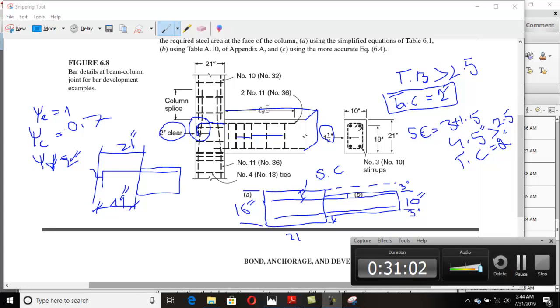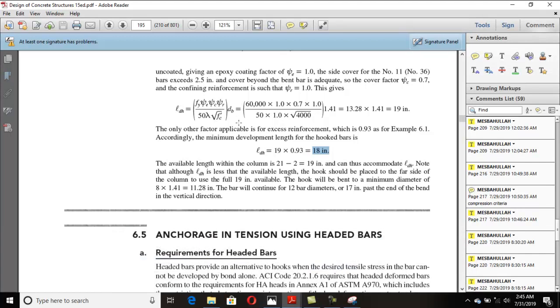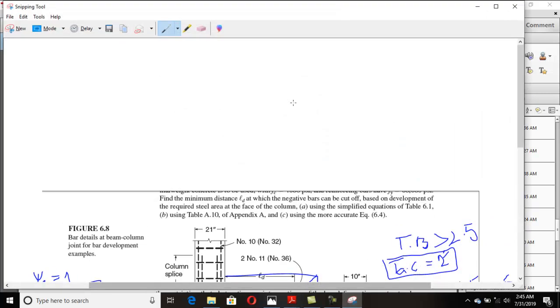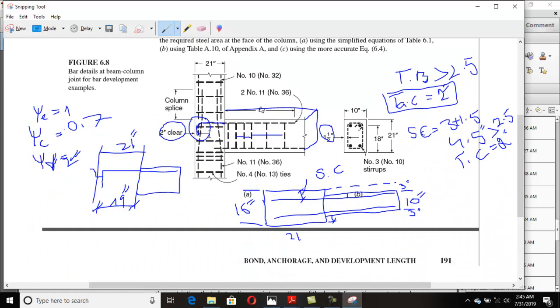Now this is after this 18 inches. You have available space of 19 inch, so you can easily provide your hook. Because if it is not placed here, then you will reduce the bar size and then check it. So here, for the development length of the bar, there is no problem.